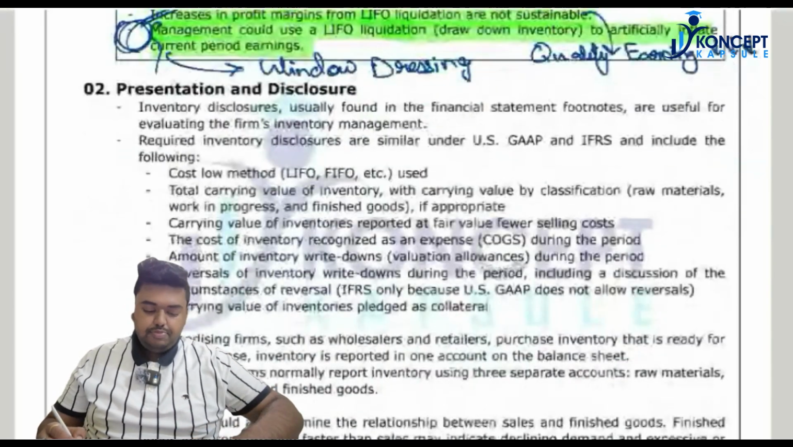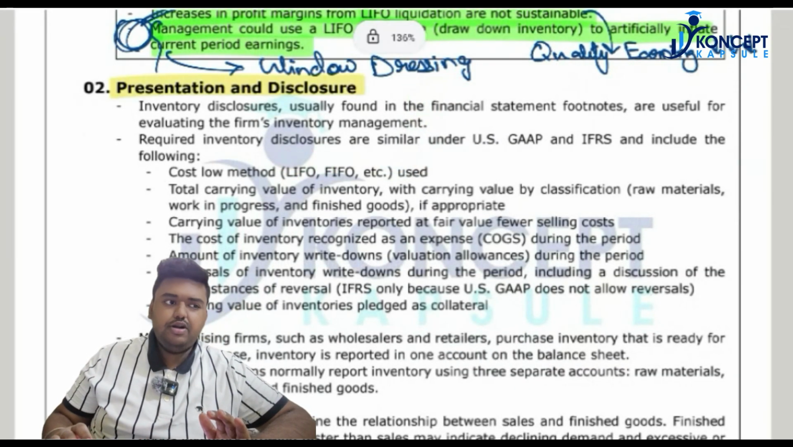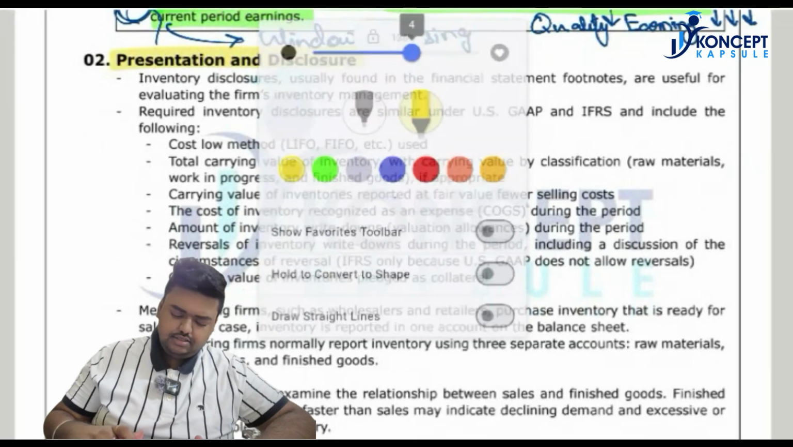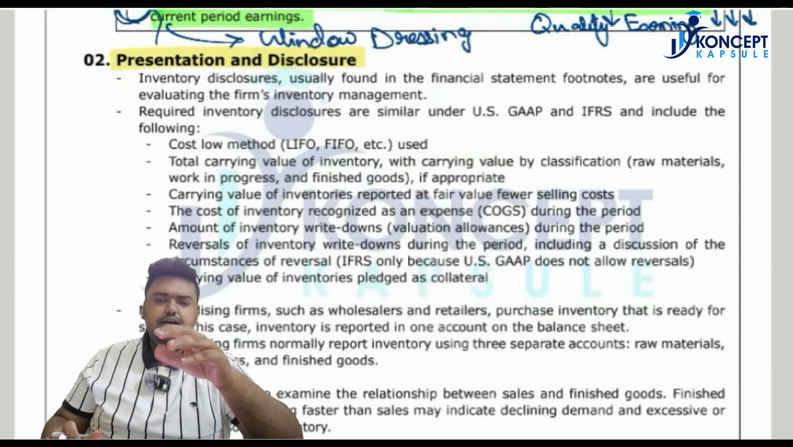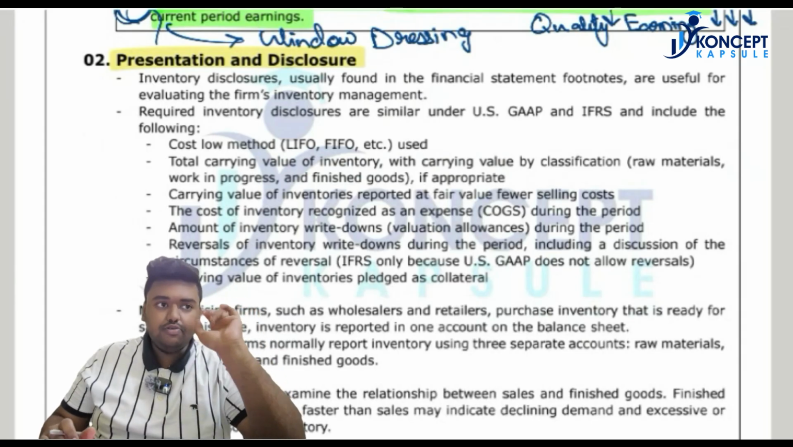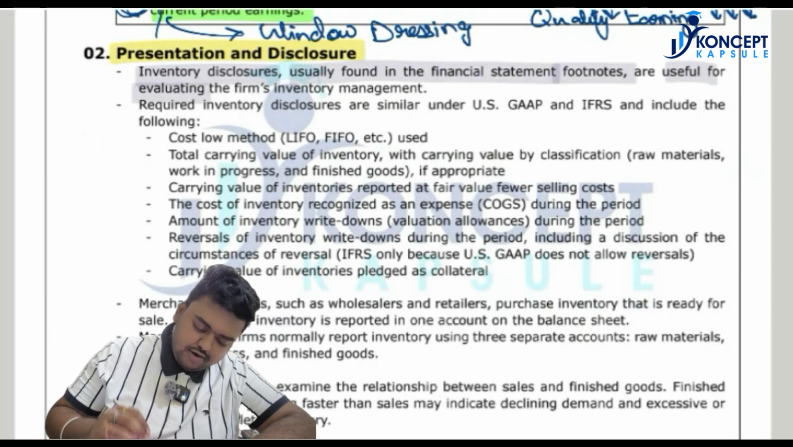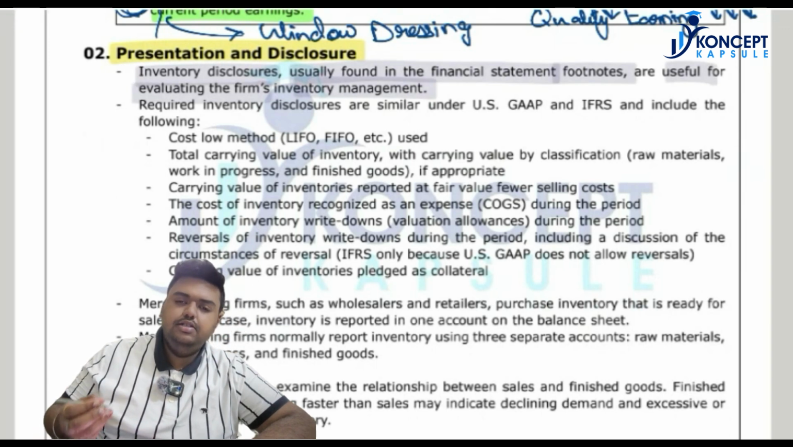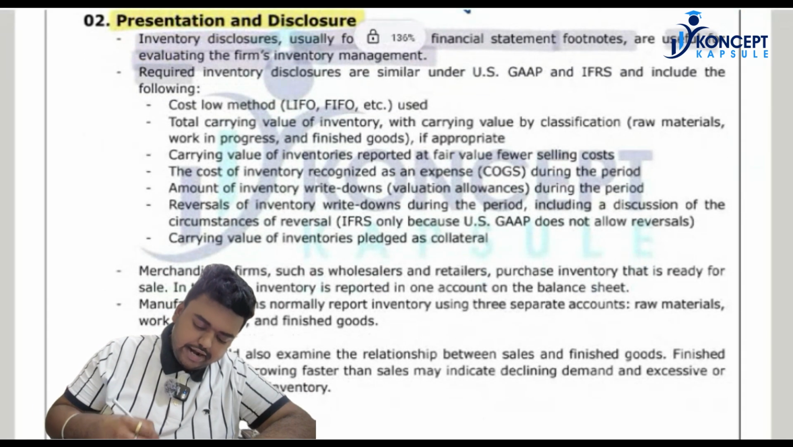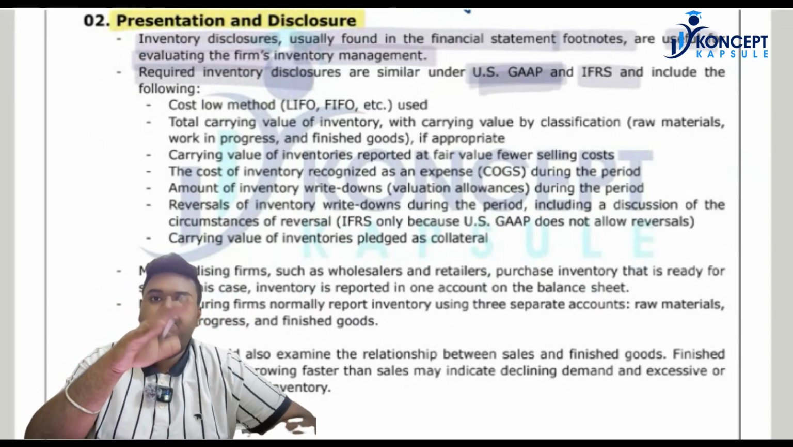So now we will start with presentation and disclosure. See guys, presentation and disclosure as a topic is not very important. But some things here and there you can just read. Otherwise, analytical aspects and the inventory measurement were the most important part of this topic. Presentation and disclosure: inventory disclosures, usually found in financial statement footnotes, are useful for evaluating a firm's inventory management. Definitely, these disclosures are helpful for further evaluation and analysis. Required inventory disclosures are similar for US GAAP and IFRS. Again, very good. Maximum requirements for them are similar.